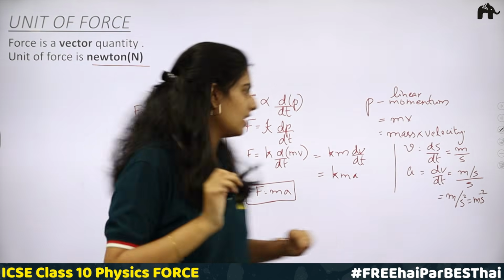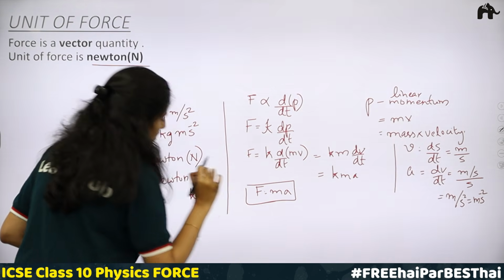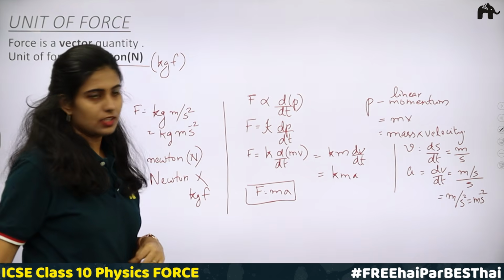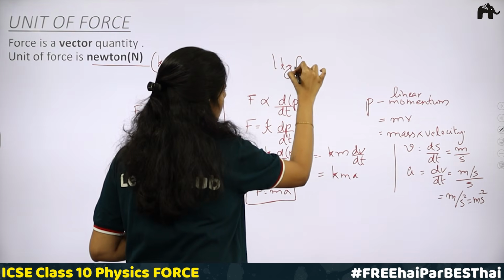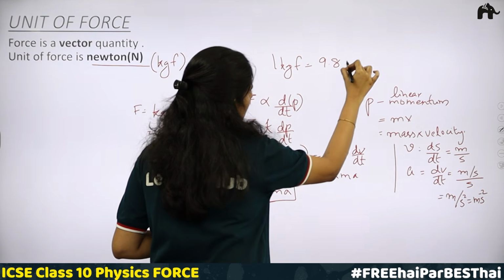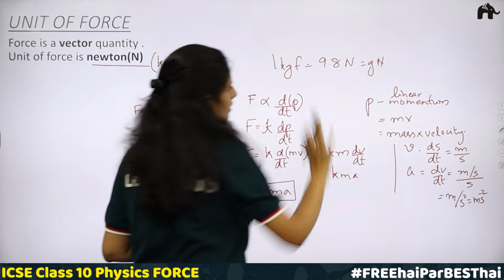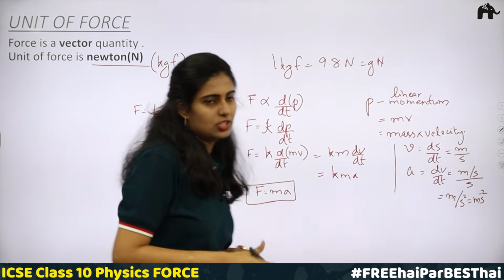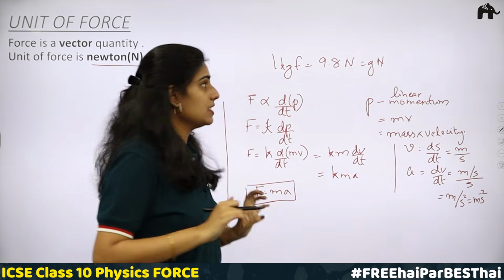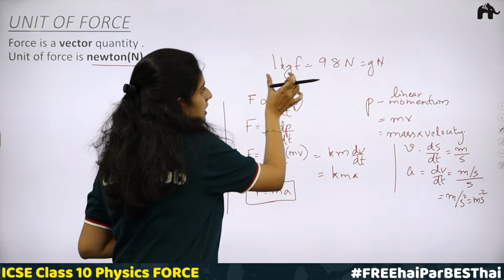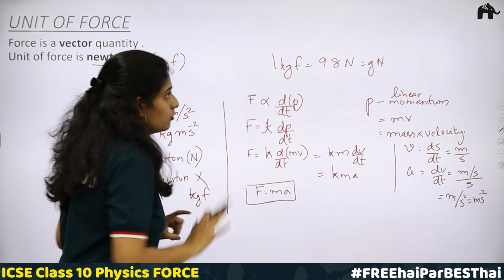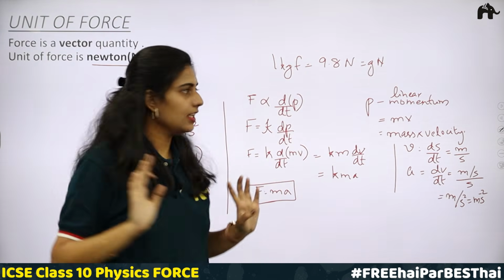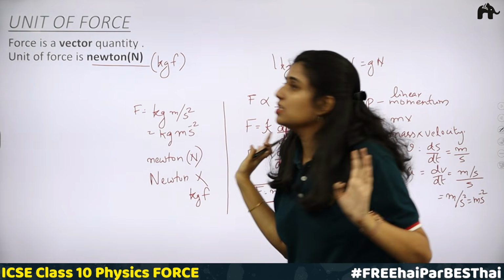Another unit is kilogram force. Even this way you can represent the unit of force, kilogram force. 1 kilogram force will be equal to 9.8 Newton or g Newton. What is g? Yes, acceleration due to gravity. g is the acceleration due to gravity and its value is 9.8 meter per second square. So 1 kilogram force will be equal to g newtons or 9.8 newtons. Clear? So this is an idea about the unit of force.